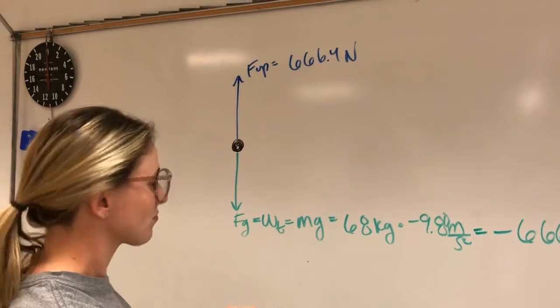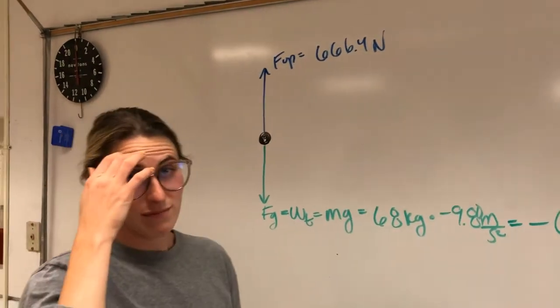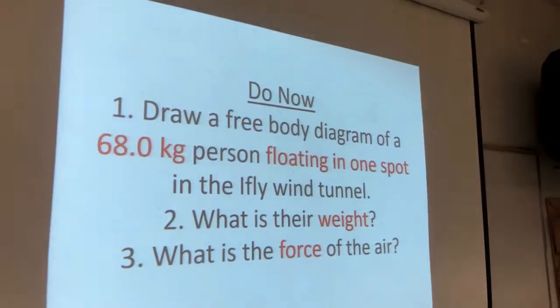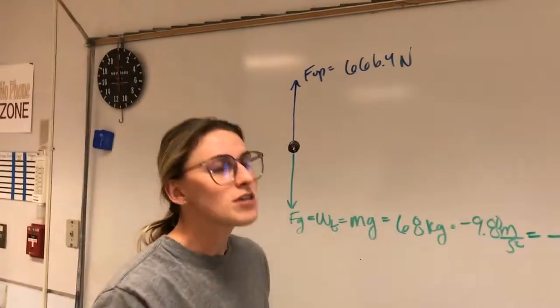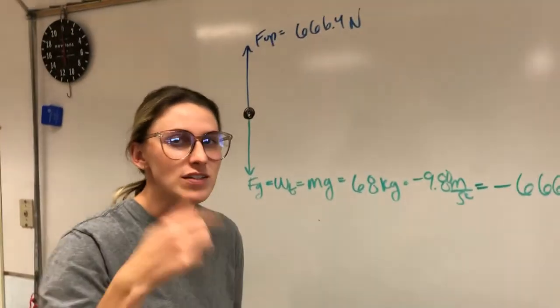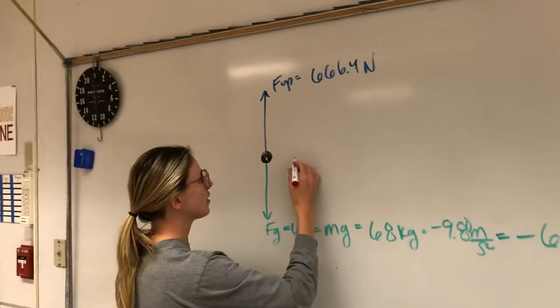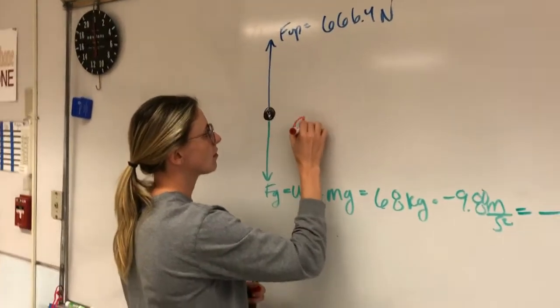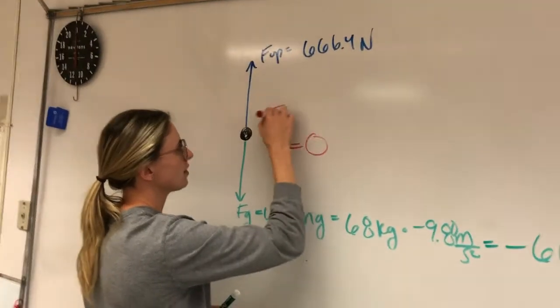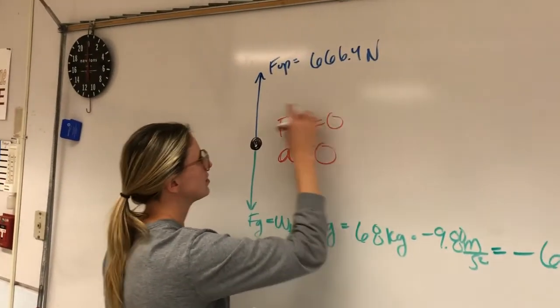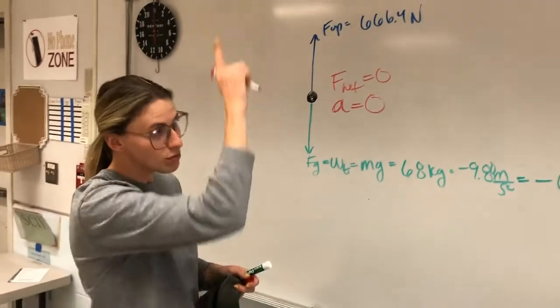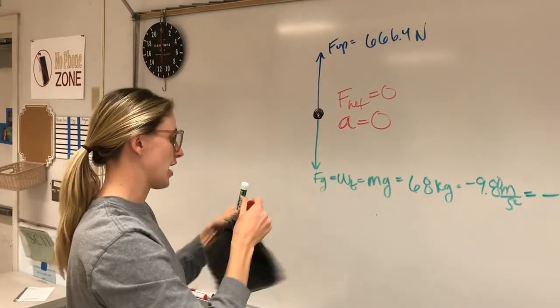What's the net force? What's the acceleration? Well, let me restate that question. The person is floating in one spot. Are they speeding up? Nope. They're not speeding up, so my acceleration is going to be 0, which means my net force is 0. These are going to cancel out, right? They're not moving up, they're not moving down, they're not going forward, they're not going backward. They're just staying there.